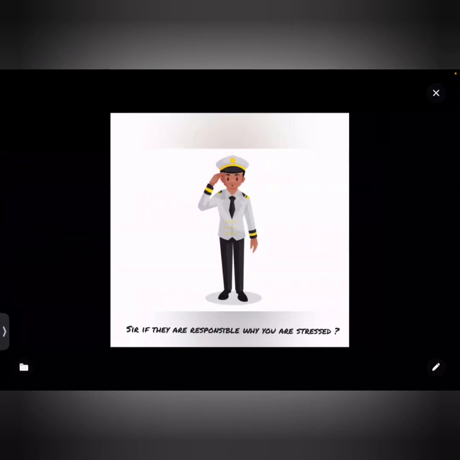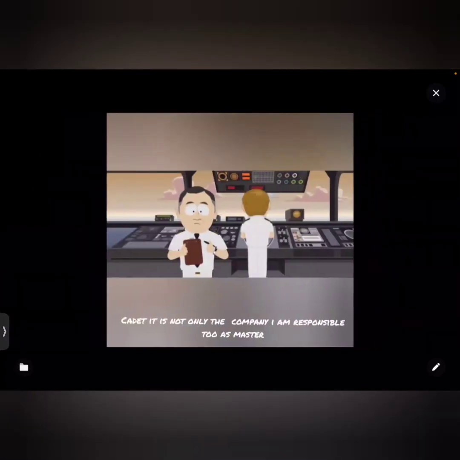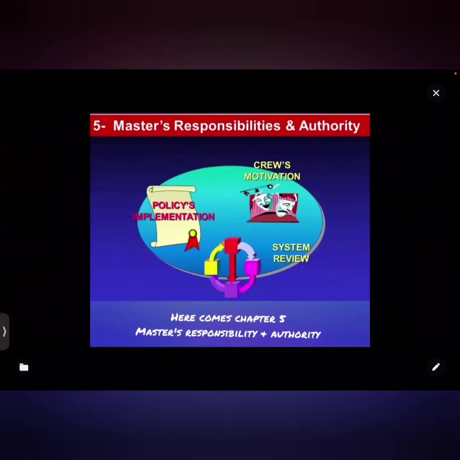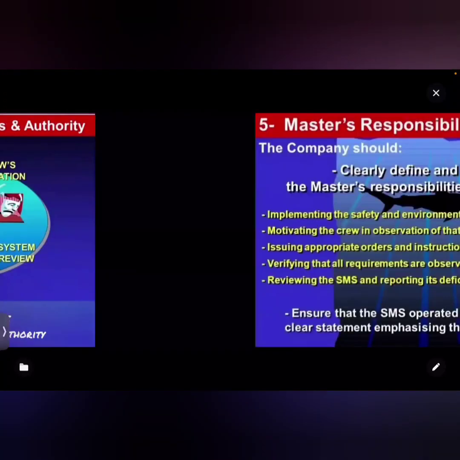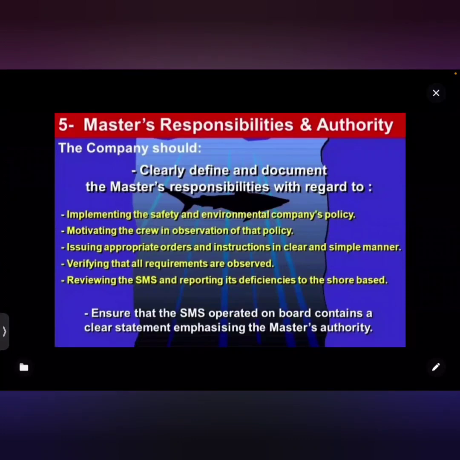Then the cadet says, "Sir, if they are responsible, why are you stressed? Let them take care of it." The master says, "Cadet, it is not only the company, I am responsible too as a master." And here comes the most important chapter of ISM, chapter 5, master's responsibility and authority. A lot of questions in the oral will be asked on this chapter.